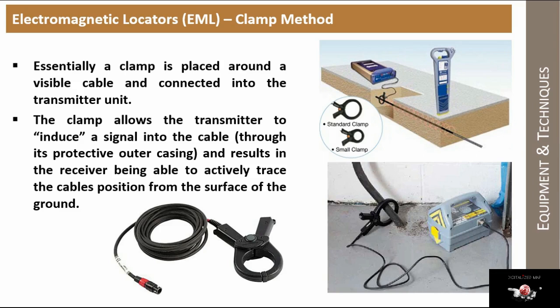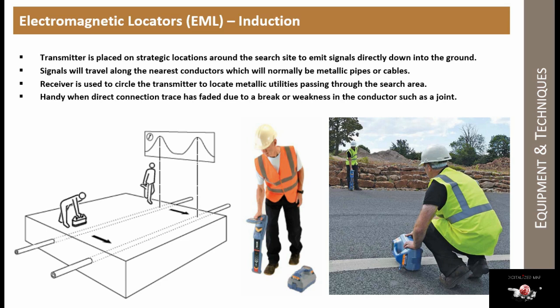Electromagnetic locators, EML, clamp method. Essentially, a clamp is placed around a visible cable and connected into the transmitter unit. The clamp allows the transmitter to induce a signal into the cable through its protective outer casing and results in the receiver being able to actively trace the cable's position from the surface of the ground.